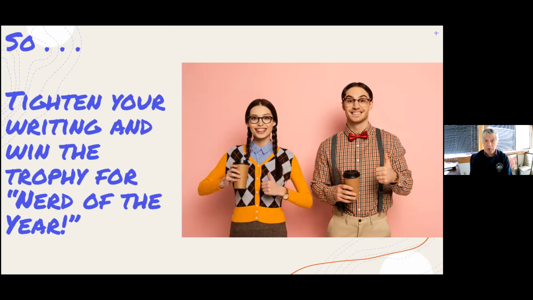So the summary is, tighten up your writing, get rid of the "is" words, get rid of is, are, was, were, be, being, been, eliminate "very," see if you can get rid of "of the," and you're going to tighten up your writing. It's going to be clear, it's going to be concise, and you'll get the trophy for Nerd of the Year. Yay! So that's my story, and I'm sticking to it. Thanks, Mom. Yeah. And as my mom always said, she never met an unsuccessful nerd. So that's not a bad thing to be.